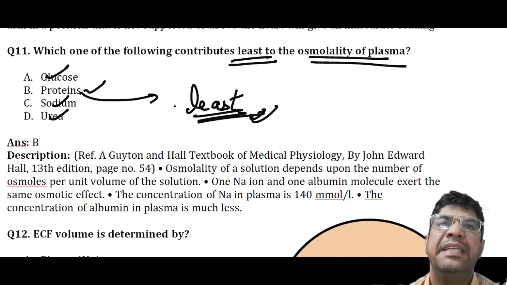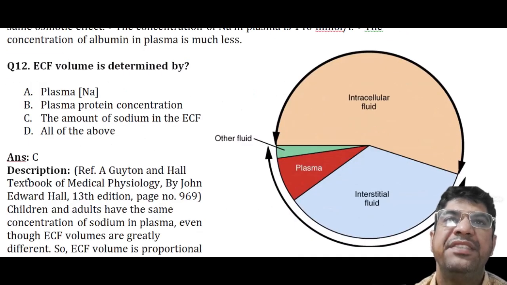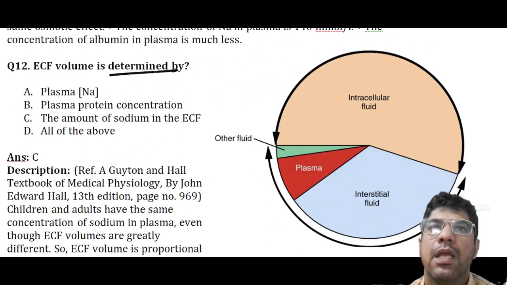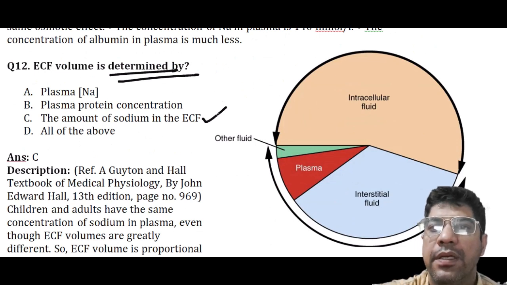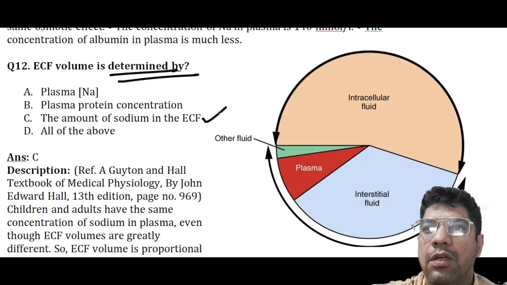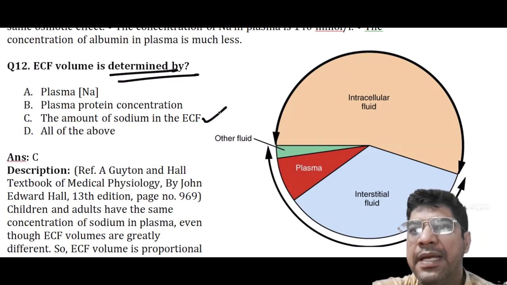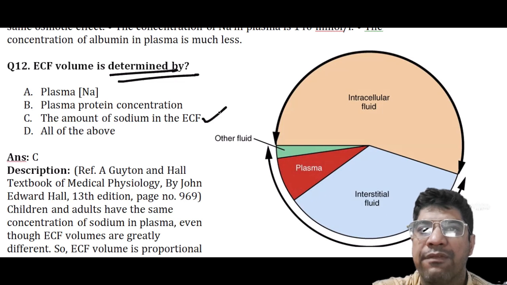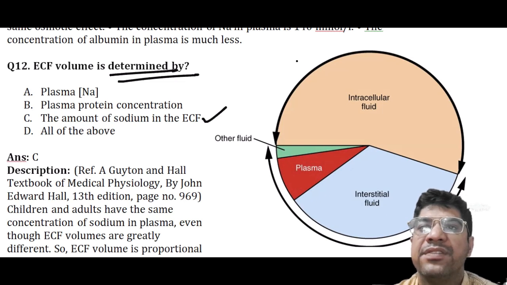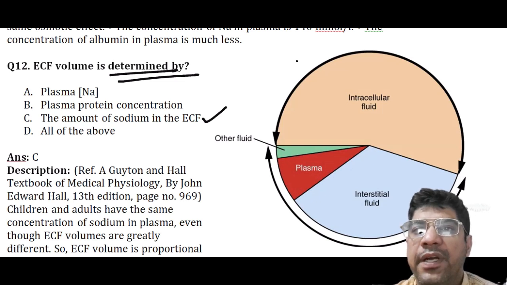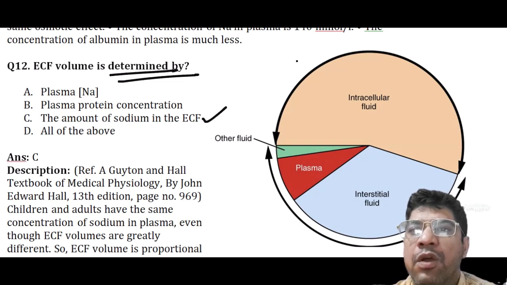Coming to the next question, the ECF volume. ECF volume is primarily determined by the amount of sodium in the extracellular fluid. We know that the extracellular fluid is the fluid that exists outside of your cells in your body. These fluids include the liquid part of your blood and the fluid surrounding your cells. So the question is, what determines the amount of ECF in your body?